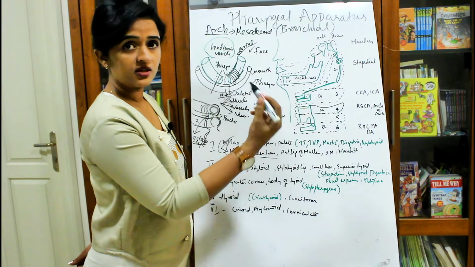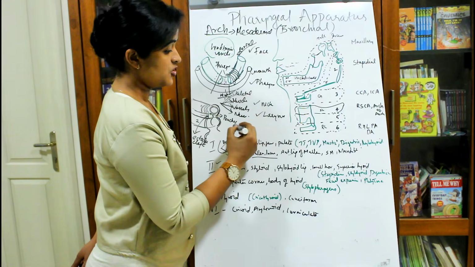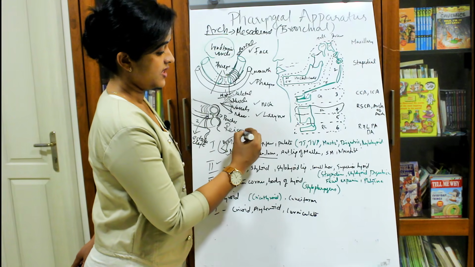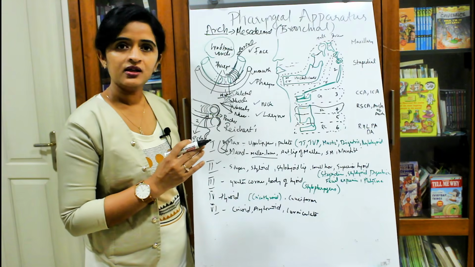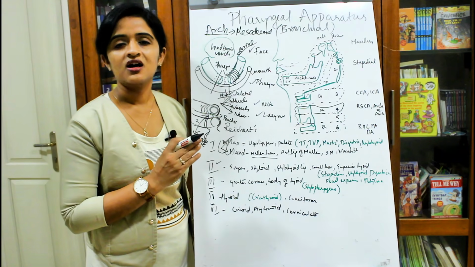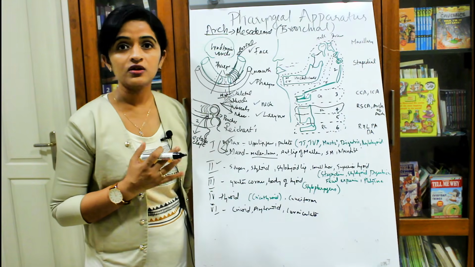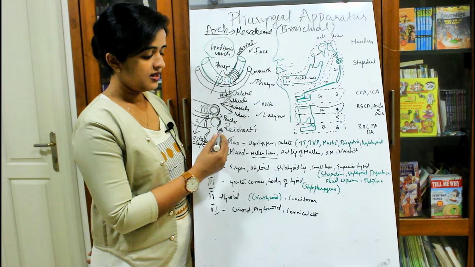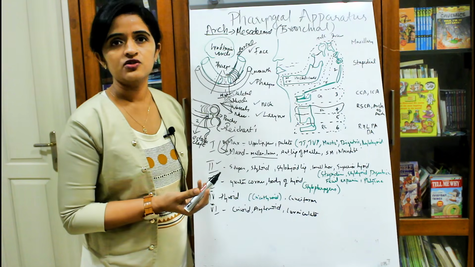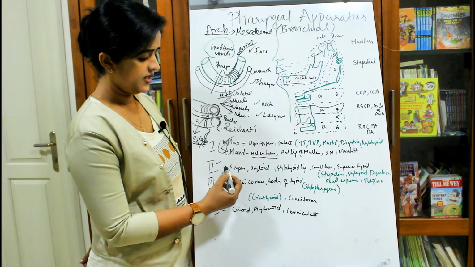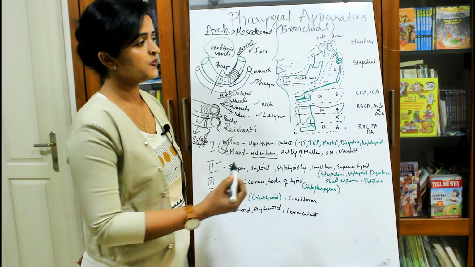So before moving on to the derivatives, the cartilage of the second arch is known as Reichert's cartilage. Okay, so again only the first and second arch have their own named cartilage. The rest of the cartilages are not named cartilages. So the second arch cartilage is known as Reichert's cartilage, which will be ossifying to form the bones.